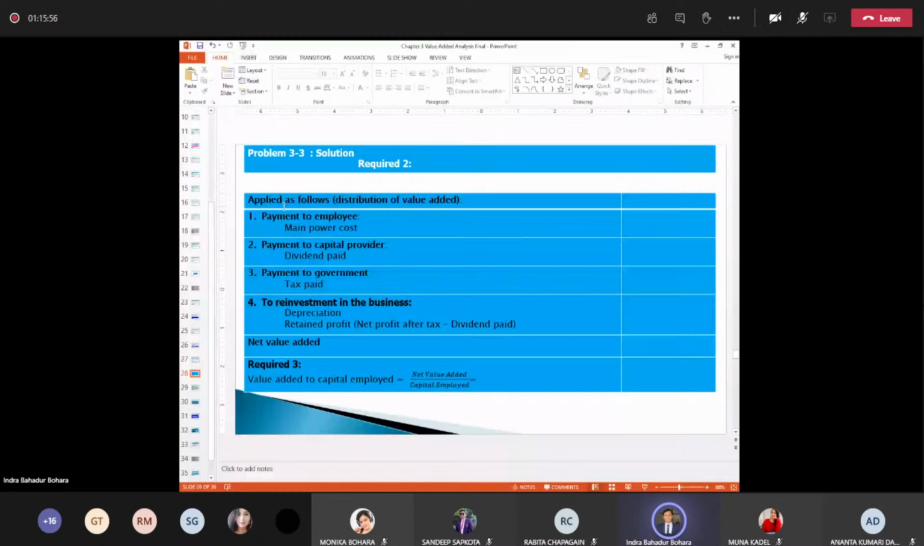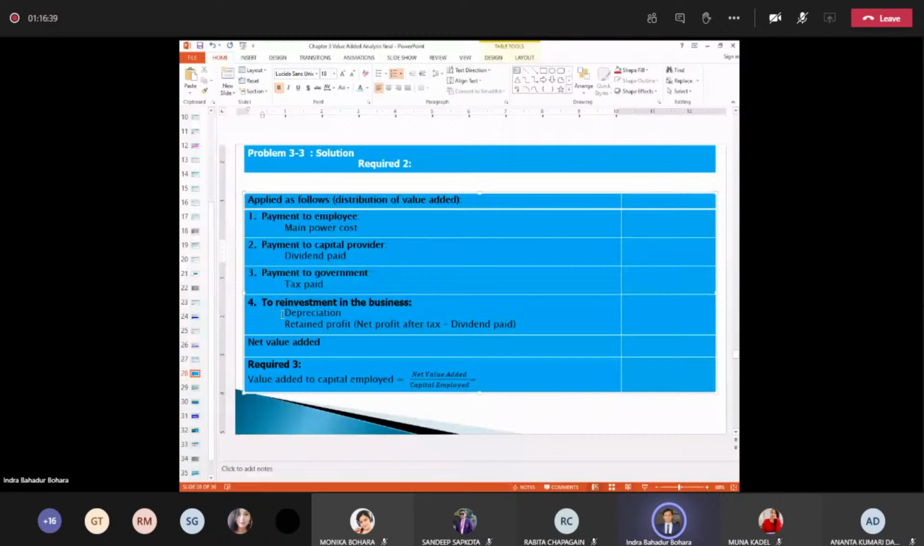Now, applied for means distribution of value added to payment to employees, distribution to capital provider, distribution to government. A single point is given for each heading. Payment to employees, manpower cost given. Payment to capital provider, dividend paid is given. Similarly, payment to government, tax paid given. Distribution to reinvestment in the business, depreciation is given, but retained profit is not given, that we are going to discuss.